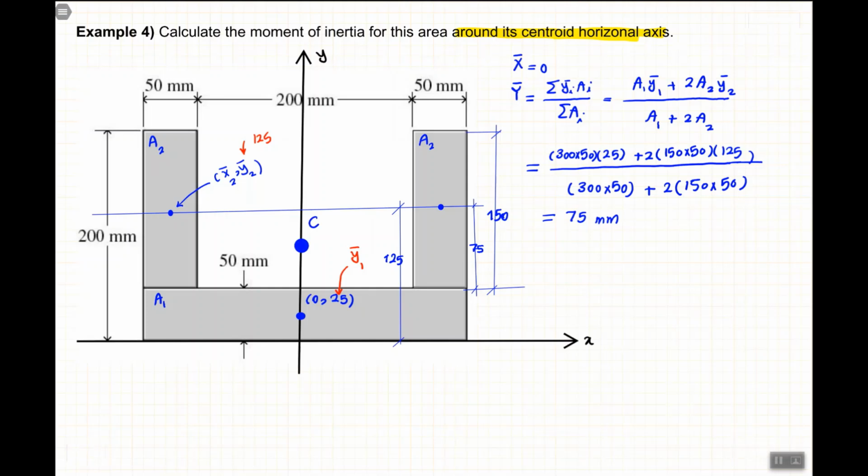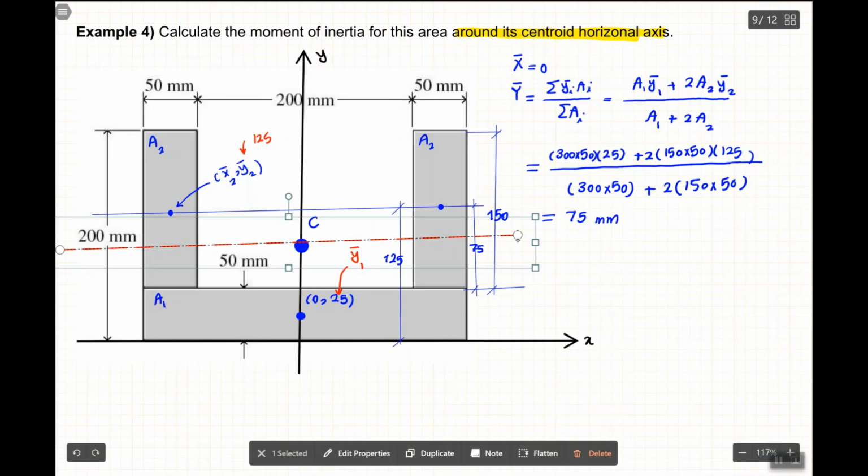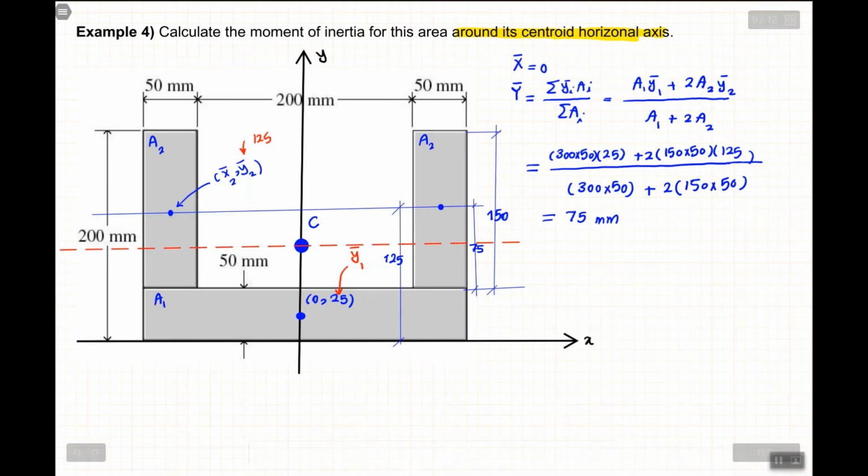Now our job is to find the moment of inertia for this shape passing through this line. That's what we want to do next, and that's our main task, because so far we just calculated the centroid. How can we do that?